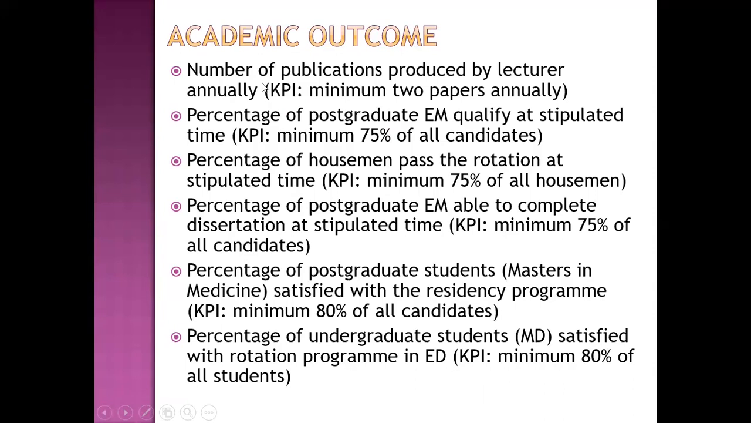Then academic outcome indicators include number of publications produced by a lecturer annually, percentage of postgraduate emergency medicine students who qualify at stipulated time, percentage of housemen who pass the rotation at stipulated time, percentage of postgraduate emergency medicine students who are able to complete dissertation at stipulated time, percentage of postgraduate students, Masters in Medicine, satisfied with the residency program, percentage of undergraduate students satisfied with rotation program in emergency department.